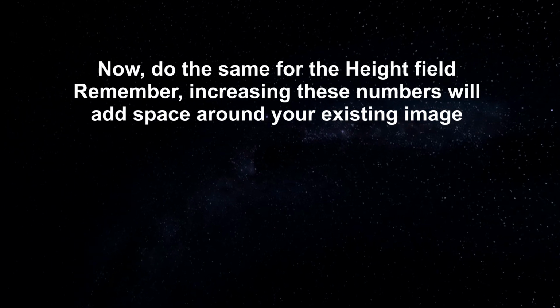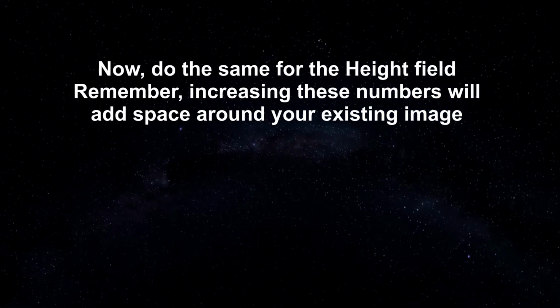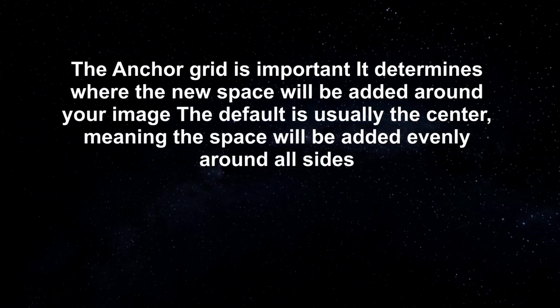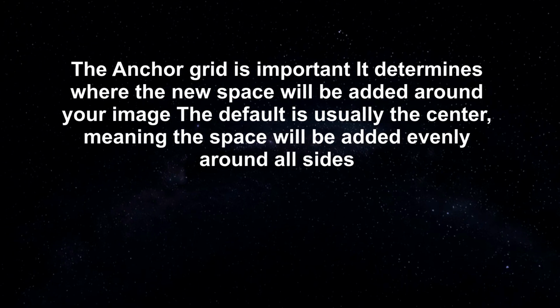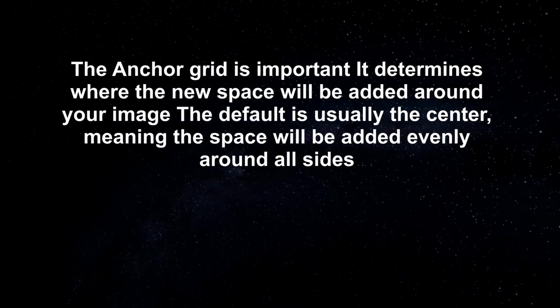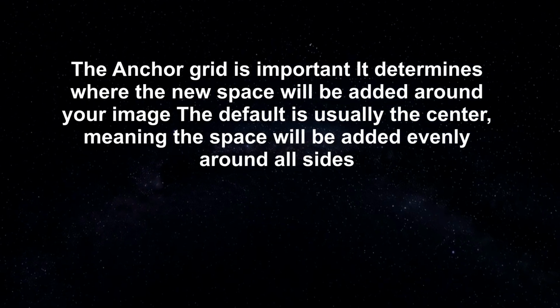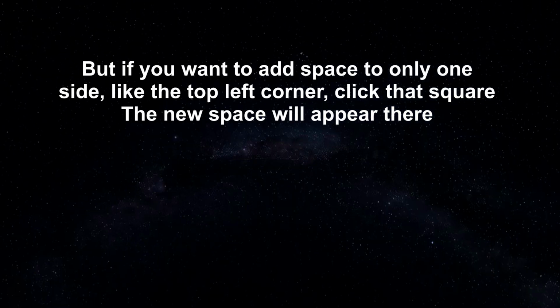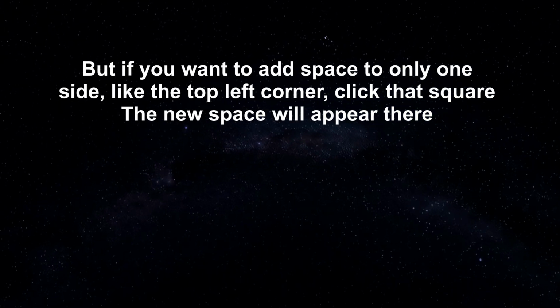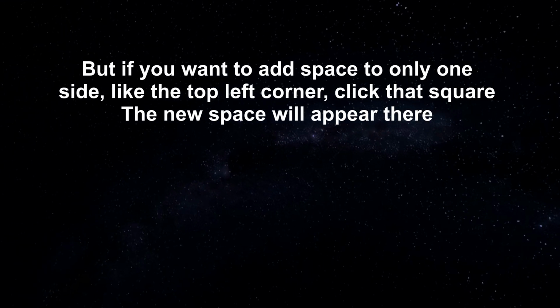Remember, increasing these numbers will add space around your existing image. The anchor grid is important. It determines where the new space will be added around your image. The default is usually the center, meaning the space will be added evenly around all sides. But if you want to add space to only one side, like the top left corner, click that square. The new space will appear there.